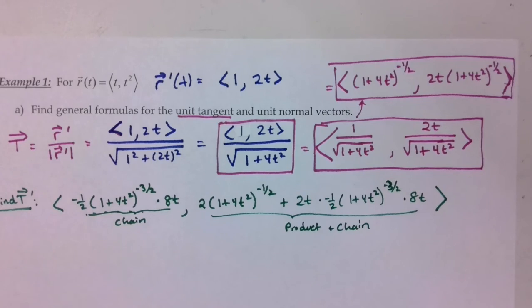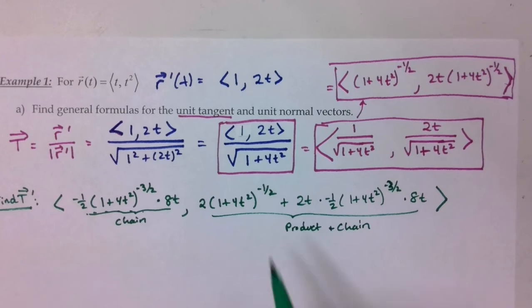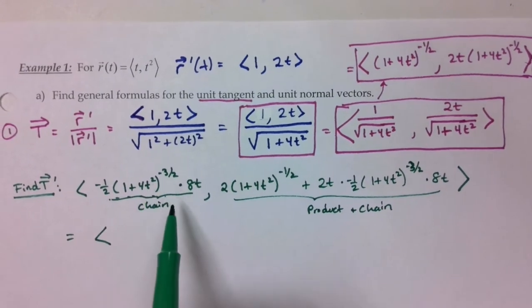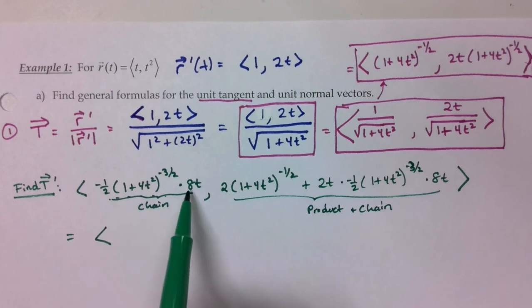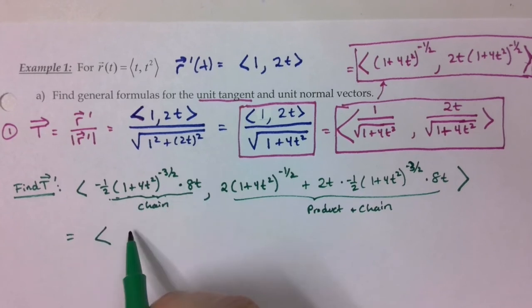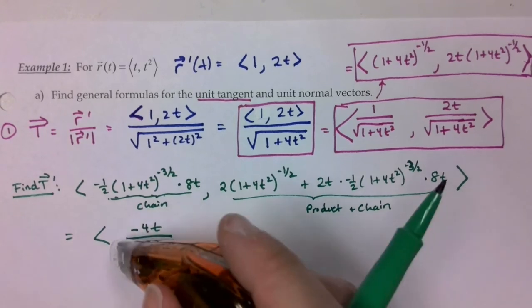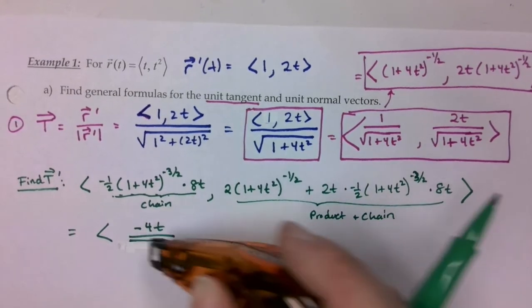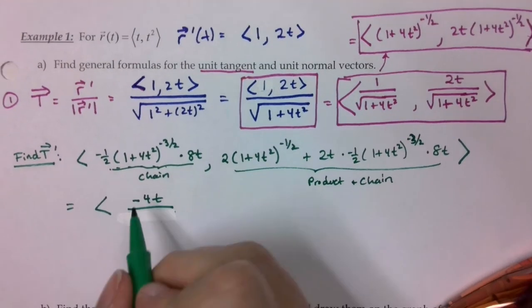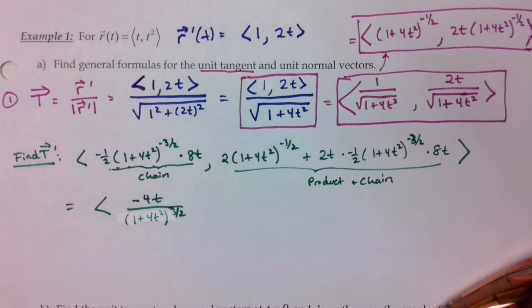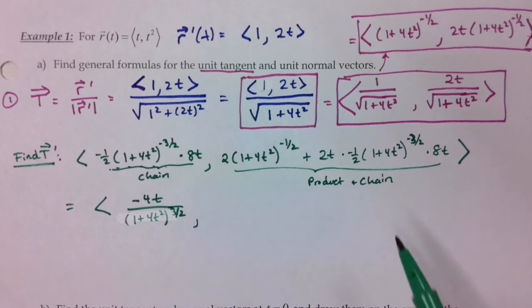Okay, that's exciting. Now, obviously, we can simplify this. I'm going to do the one on the left. That'll be pretty easy, actually. 2 goes into 8 4 times, so it's negative 4t over the square root of 1 plus... well, let me not do it as a square root. Let me just write it as 1 plus 4t squared to the 3/2. That'll be easier. Okay, that one's easy. But the one on the right, we could do it, but it would take the whole page to get there.